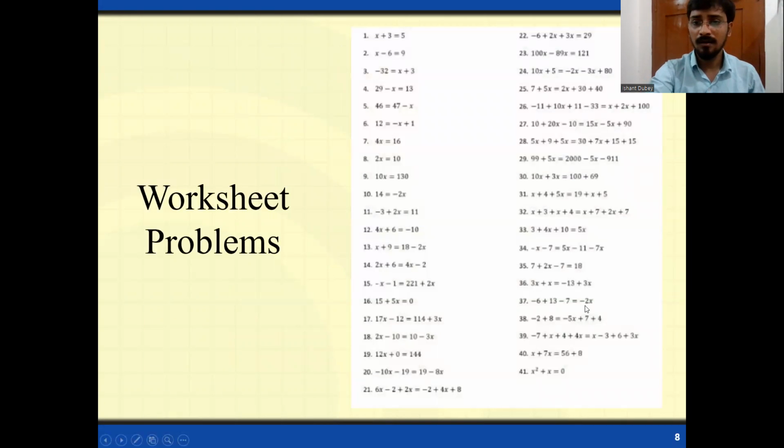Okay. So this is all about today's lecture. I think you have enjoyed this session. From my side, this session was really very interactive, and I have really enjoyed it. Now at the last, I would like to give you some worksheet problems which you can try. I wish that it will help you a lot in order to understand this linear equation in one variable concept.